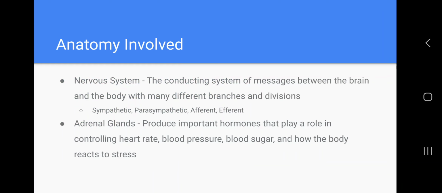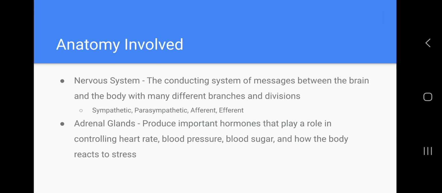So the anatomy involved, you have your nervous system. The nervous system is the conducting system of messages between the brain and the body. This has many different branches and divisions, as we all know from anatomy and physiology, brain to the body, body to the brain, all of that. I just put some examples of sympathetic, parasympathetic, afferent, efferent.